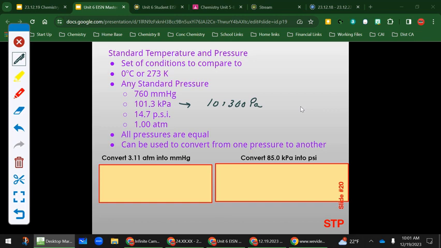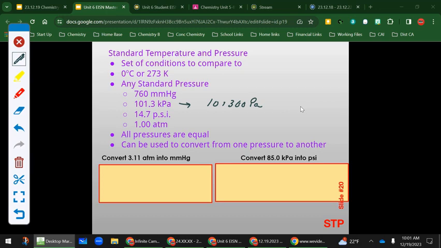Okay? Kilopascals. Okay? 14.7 psi and 1.00 atmosphere. 1.00 atmosphere is the pressure of the air above us when we are at sea level. That's 1 atmosphere. That's where that comes from.